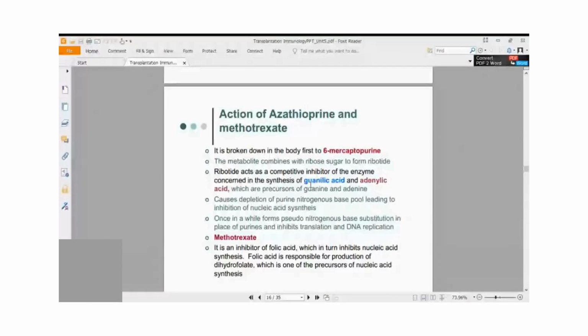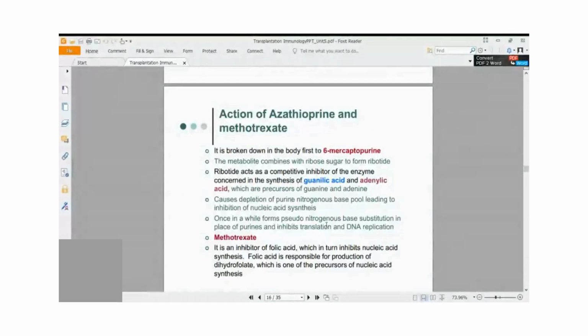They are required for the RNA as well as for the DNA. By inhibiting the purine nitrogenous base, the entire process of cell replication can be inhibited. So that is how they interfere with the cells at the mitotic stage or replicative stage, by depriving the cell of the purine nitrogenous base pool in the cytoplasm.